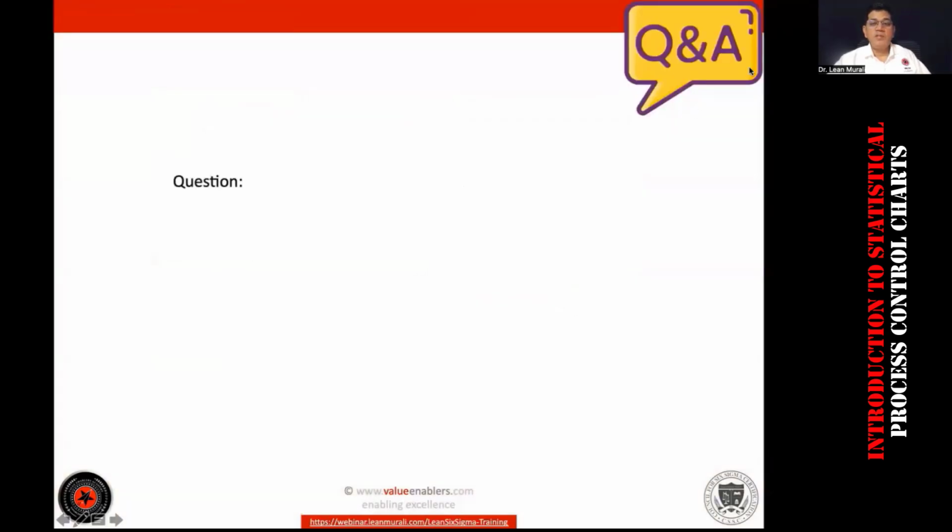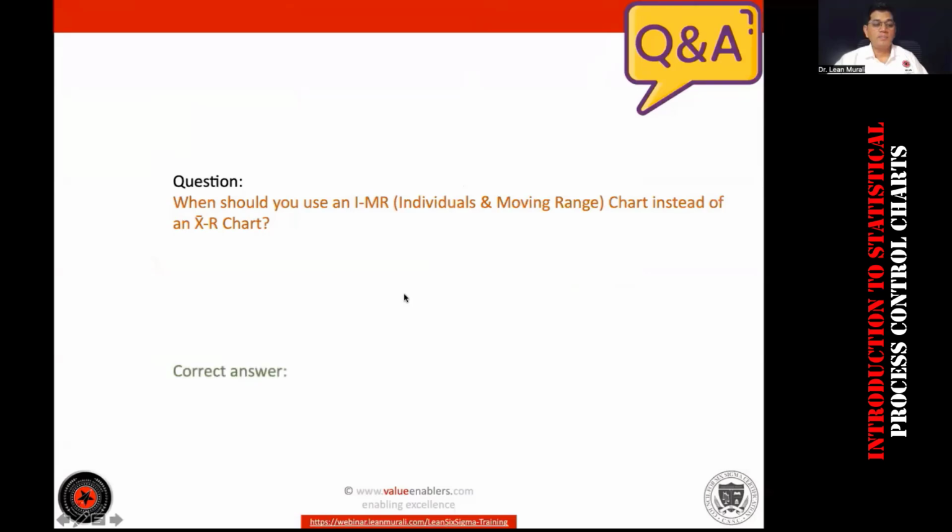Okay, so let me ask some questions here. When should you use IMR chart instead of X bar R chart? I have not animated this. Okay, sorry about this. Just give me one moment. I have to change the order of the animation. Sorry about this. The correct answer should come on the edge of it. Let me see. Okay, the others seem to be right. All right, so let me come back here.